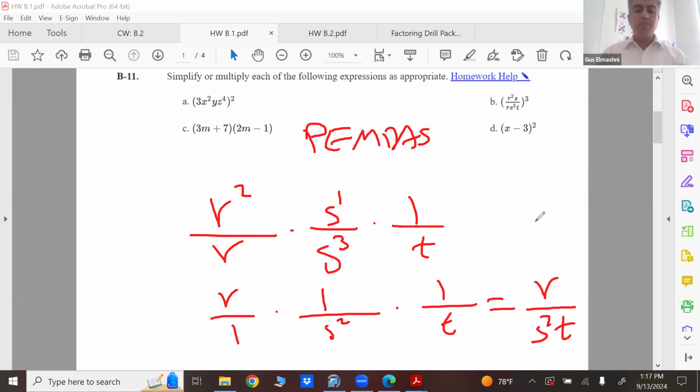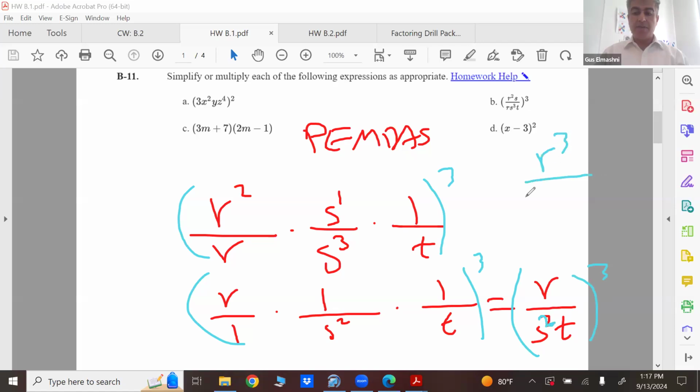But we're not done yet. Because we're cubing this, right? So if I cube it, then I distribute the cube inside, which would be r^3, s^6, t^3. So that's a way you could do it. Clean up the inside, PEMDAS, parentheses, then do the exponent, which is the 3, take care of that, and then we're good.